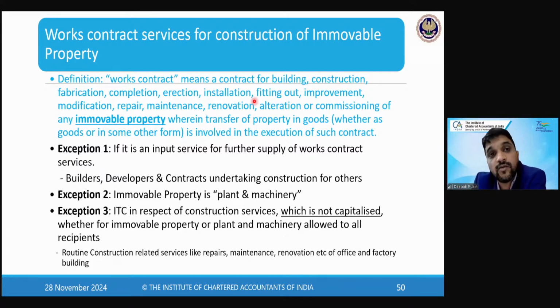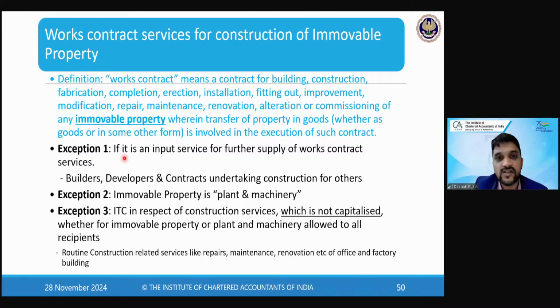Second is if that immovable property is plant and machinery. Recently, there was a case on Safari Retreats, a very famous case. That case was all about this plant and machinery. What happened in the Safari Retreats case? There was a builder who was into the construction of a mall, and he was saying that I am building this mall and giving it for rent. The department did not give credit for him, saying that it's a works contract service, and under 17(5) works contract services is blocked. But this person said that I am using it for further supply.